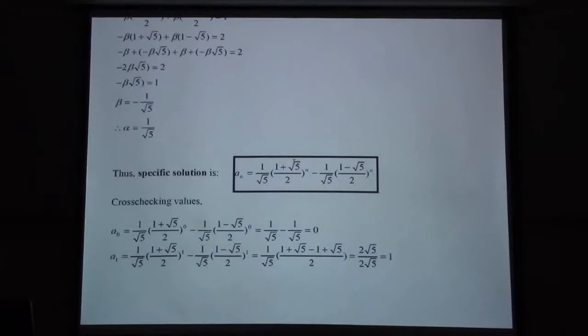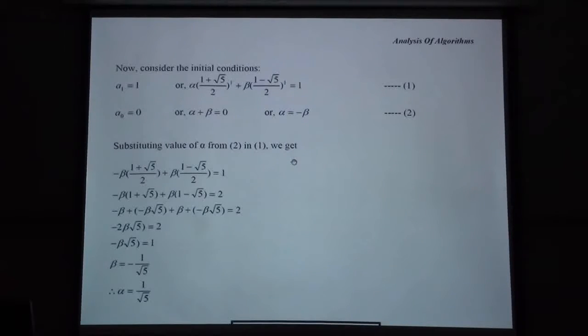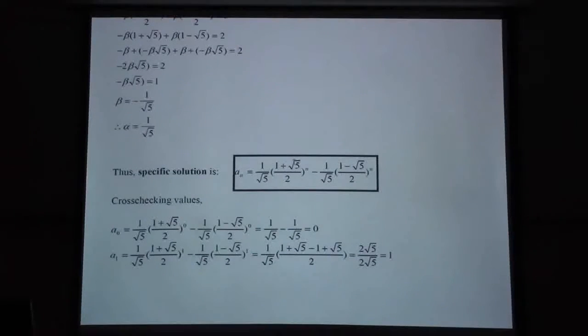So to check the value, you can check, for example, A0. A0 is really easy to check, right? Because you're going to get 1 over radical 5 times this to the 0, which is 1, minus 1 over radical 5 times 1, so they cancel to 0. And then here, you're going to have 1 over radical 5 times this to the first, minus 1 over radical 5 times this to the 1, and you get 2 over radical 5 over 2 over radical 5, which is 1. I leave it up to you to do one more check. If you want to solve A sub 2, that would be lovely.